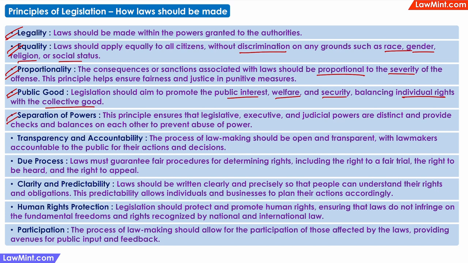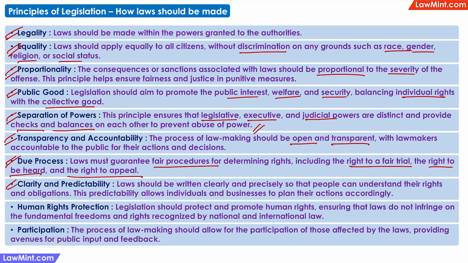Separation of powers. This principle ensures that the legislative, the executive, and the judicial powers are distinct and separate, and provide a level of checks and balances on each other to prevent abuse of power by any one branch. Transparency and accountability, which means that the process of making laws should be open and transparent, and the lawmakers themselves should be accountable to the public for their own actions and decisions. Principle of due process, which means that the laws must guarantee a proper process and fair procedures for determining rights, such as the right to a fair trial, the right to be heard, the right to appeal.